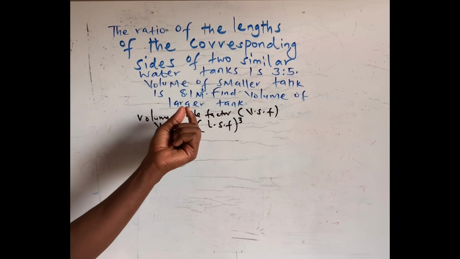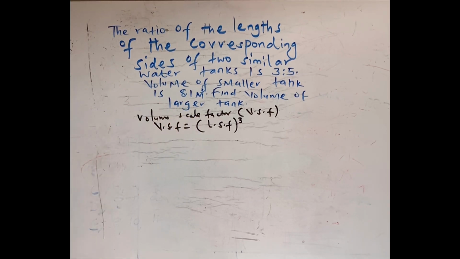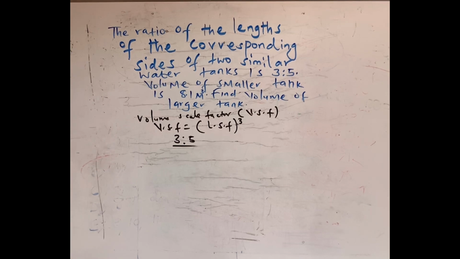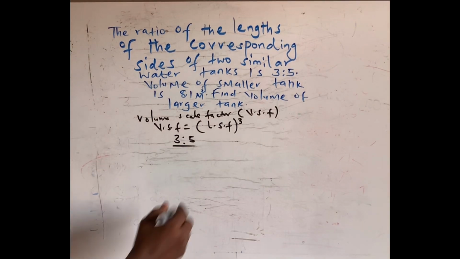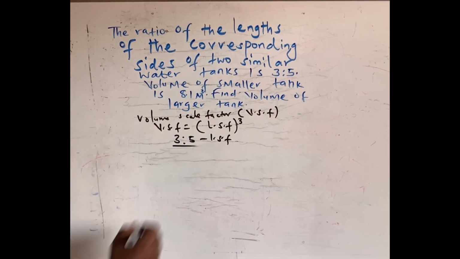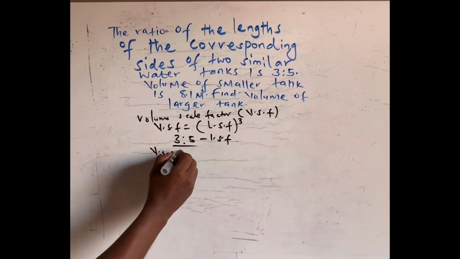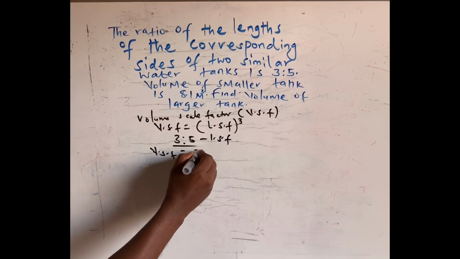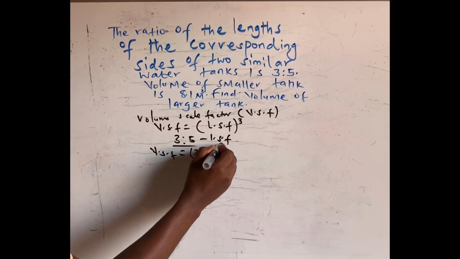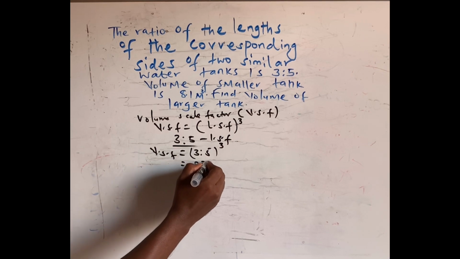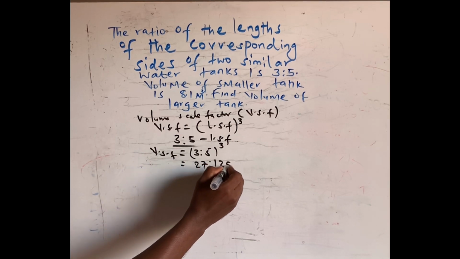Given that the ratio of the length of the corresponding sides of the two similar rectangular water tanks is 3:5, the ratio of the corresponding sides of the two similar tanks will be our linear scale factor. And to get the volume scale factor, we will take the linear scale factor 3:5 and cube it. That is 3 cubed is the same as 27, 5 cubed is the same as 125.